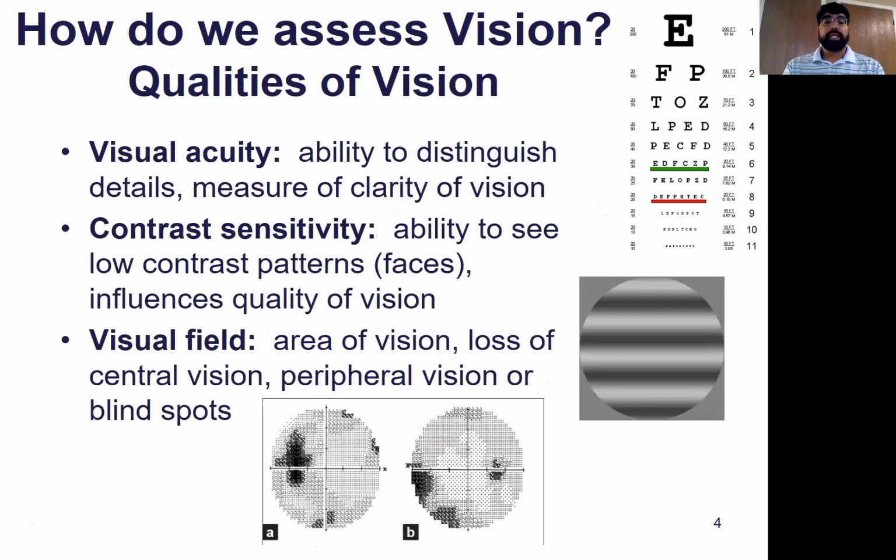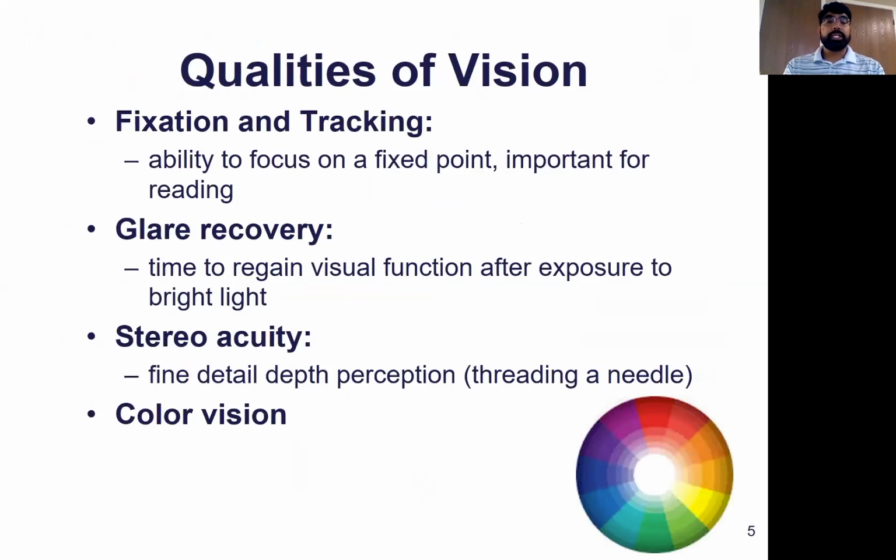The visual field is the area of vision. You can have loss of central vision, peripheral vision, or you can have blind spots in your vision. So visual field is another way that people measure the quality of vision. Fixation and tracking, the ability to focus on an object and follow it over a course of time, is important in reading. Sometimes if you miss where you are on a page, that can be due to fixation issues. Glare recovery: when you're coming in from bright light to darkness or darkness to bright light, this is the ability to recover from exposure to sunlight or the glare of headlights. That's also a way that people measure vision.